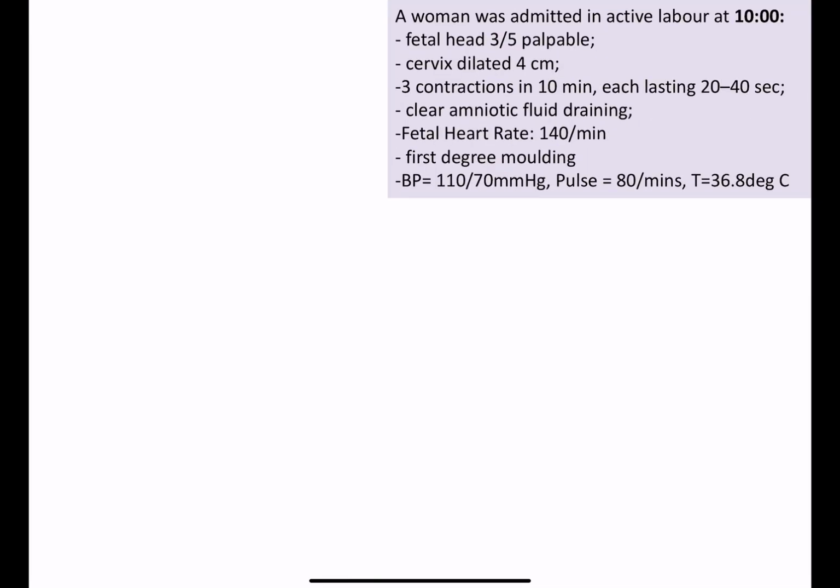A woman was admitted in the active phase at 10 a.m. with the following information. The fetal head was 3/5 descent, like 3/5 palpable. The cervical dilatation was 4 centimeter. The uterine contraction was 3 in 10 minutes, and each was lasting for 20 to 40 seconds. You can see the amniotic fluid is clear. Fetal heart rate was 140. First degree molding was there, and the vitals of the mother were quite normal.